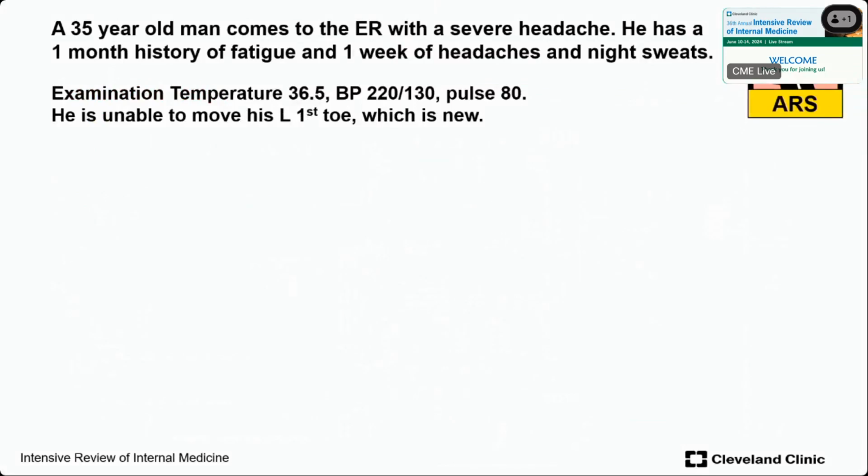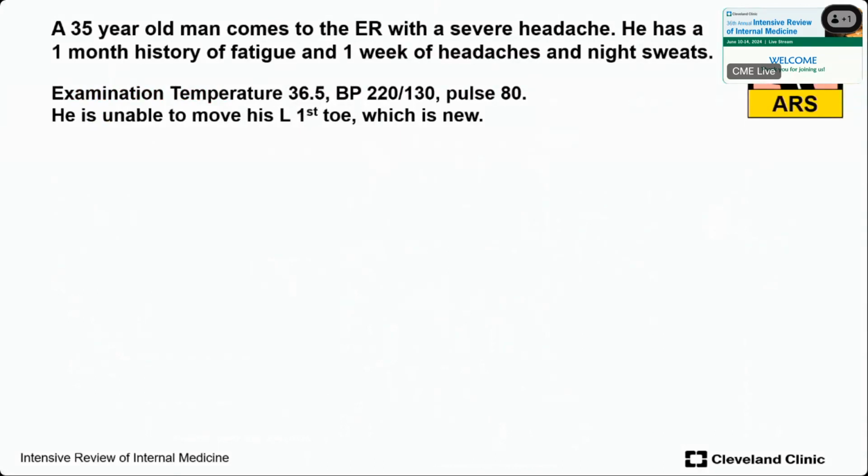Here then is another case. This is a 35-year-old man who comes to the emergency room with a severe headache. He has a 1-month history of fatigue and a 1-week history of headaches and night sweats. On examination, his temperature is 36.5. He has a blood pressure of 220/130, which is reproducible, and a pulse of 80.